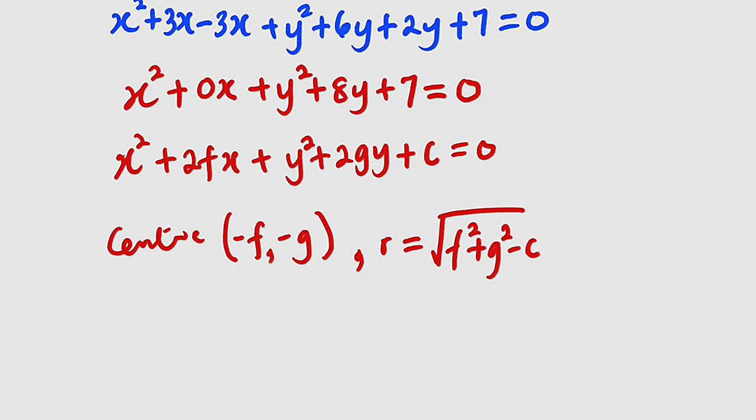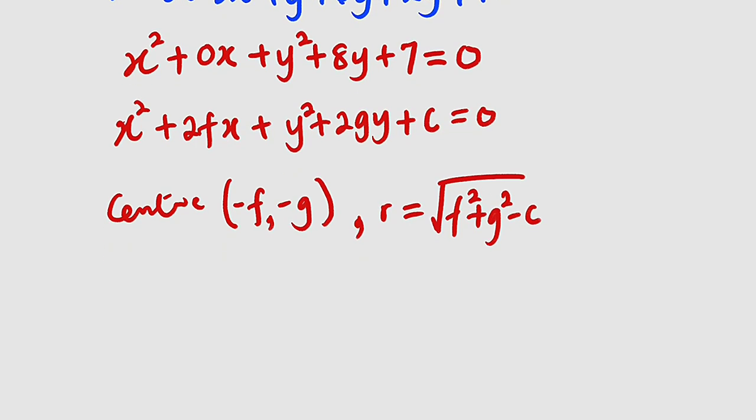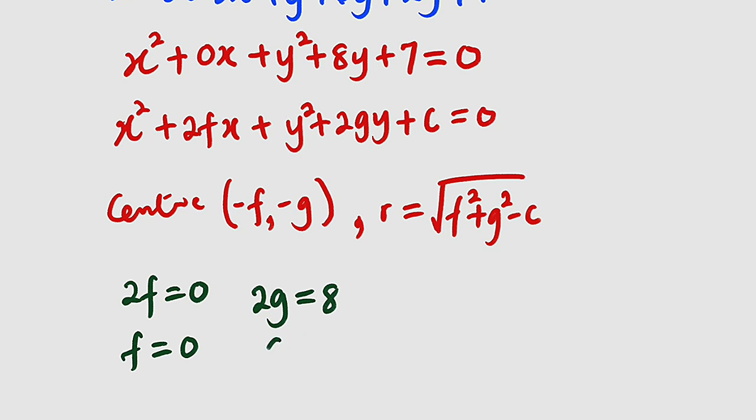Alright, let us find these values. If we start with f, you can see the coefficient of x here is 0, while the coefficient of x here is 2f. So it means that 2f is equal to 0, which means that f also must be equal to 0. And the coefficient of y is 8 here, while the coefficient of y here is 2g. So we have 2g equal to 8. And if you divide both sides by 2, you have g equal to 4.